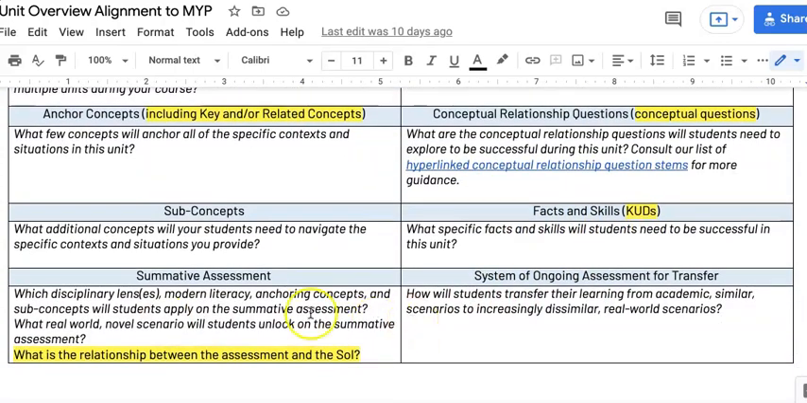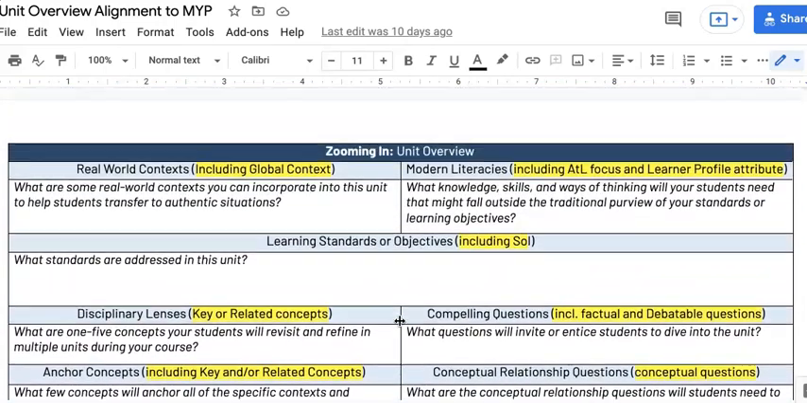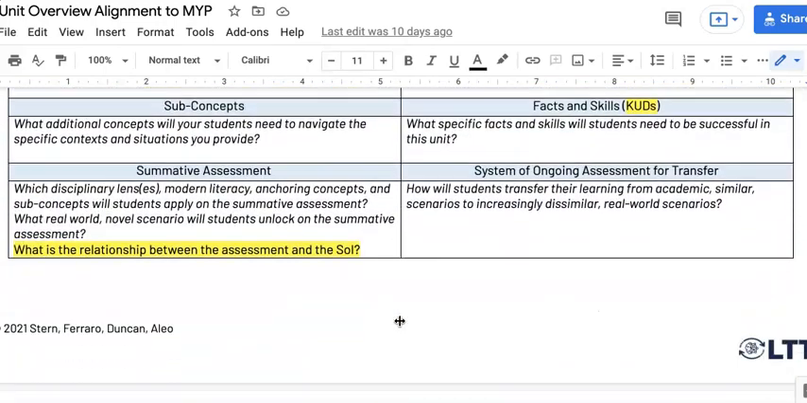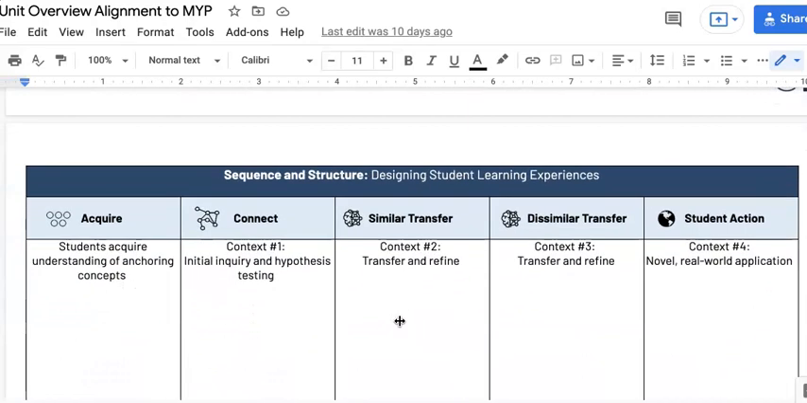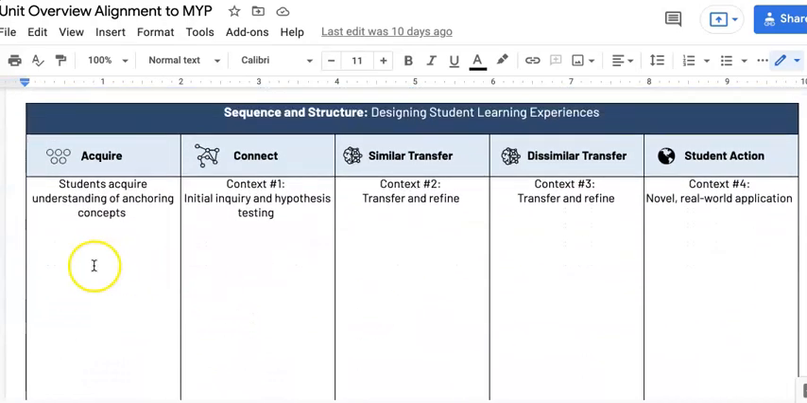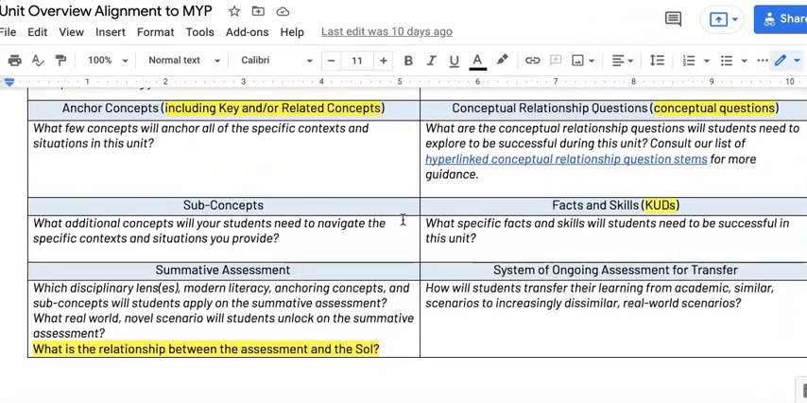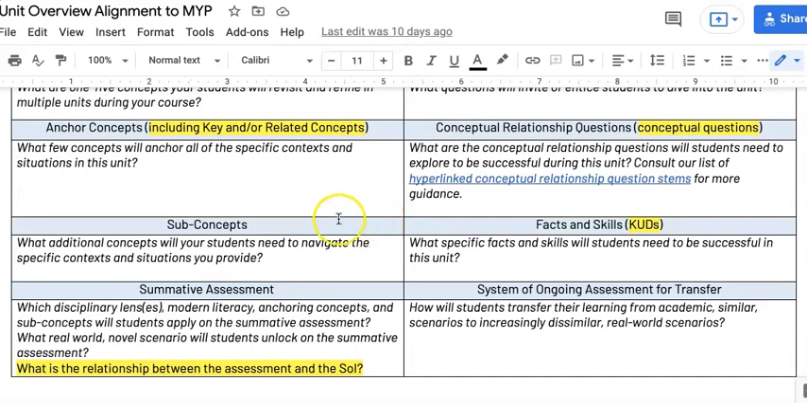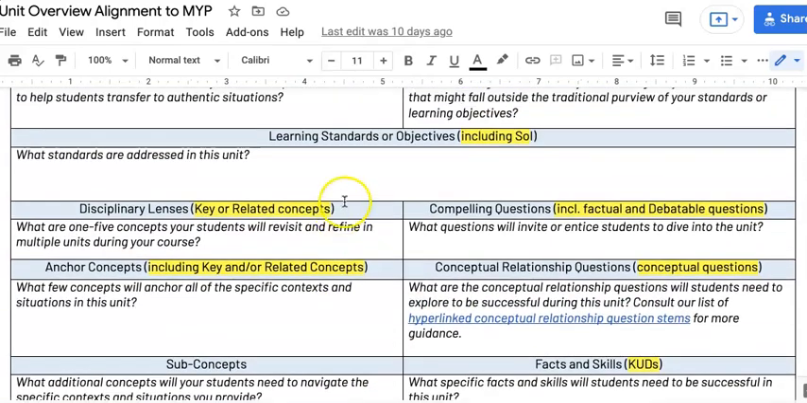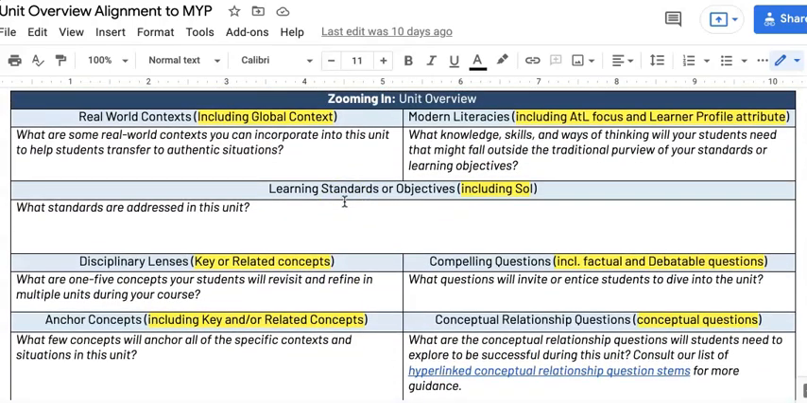So again, this is our overarching overview of a unit plan, and then we go further into the unit storyboard, mapping out a high-level overview of how students are going to acquire, connect, and transfer their learning multiple times in a unit. So we just wanted to point out how the components of the traditional unit planner for MYP align to LTT, Learning That Transfers.